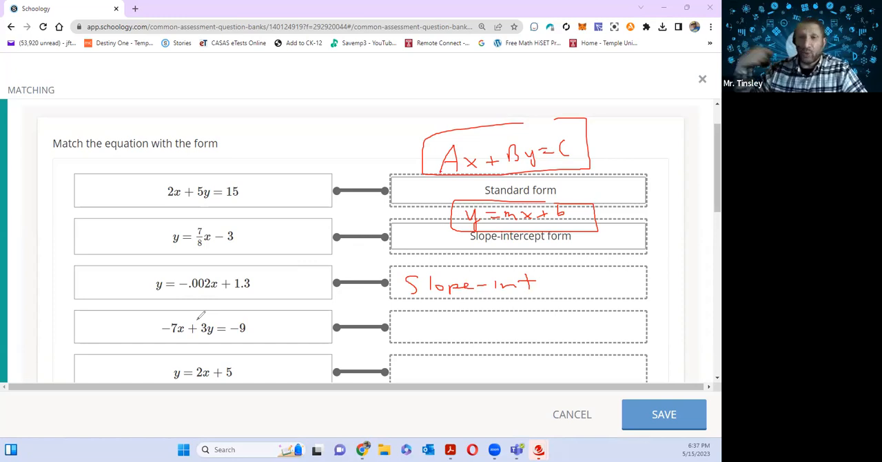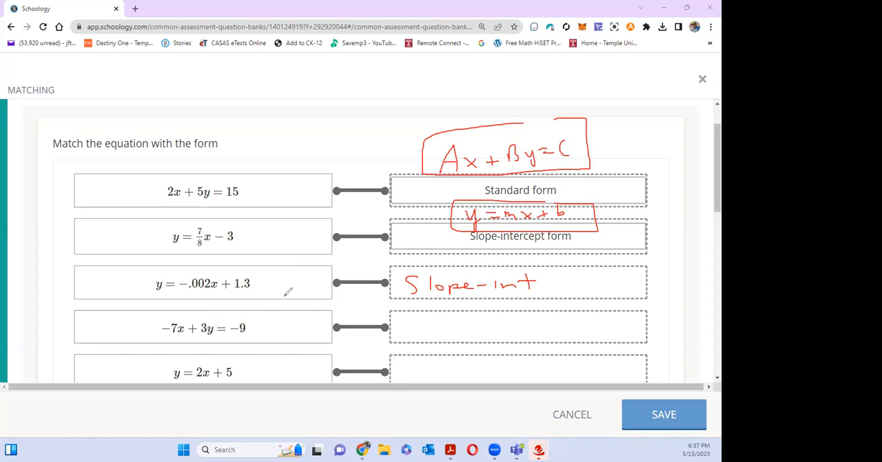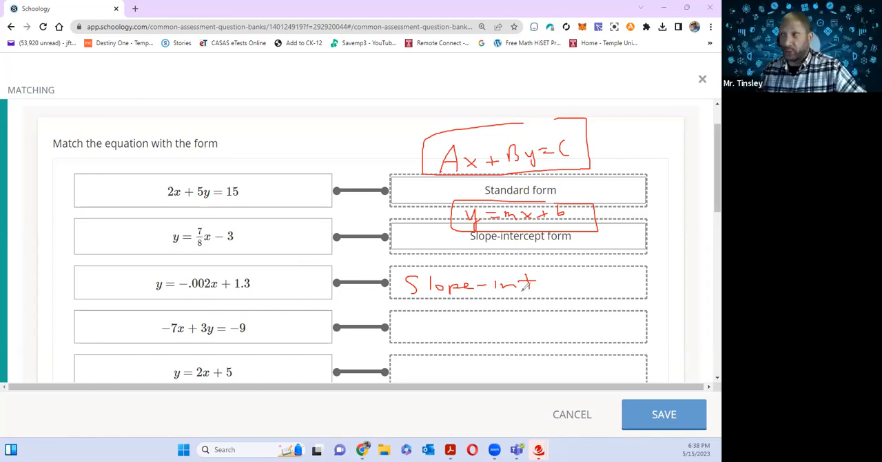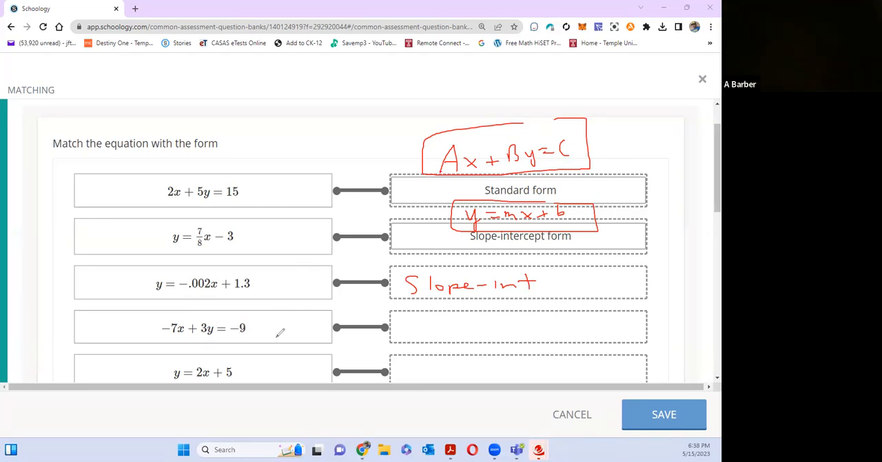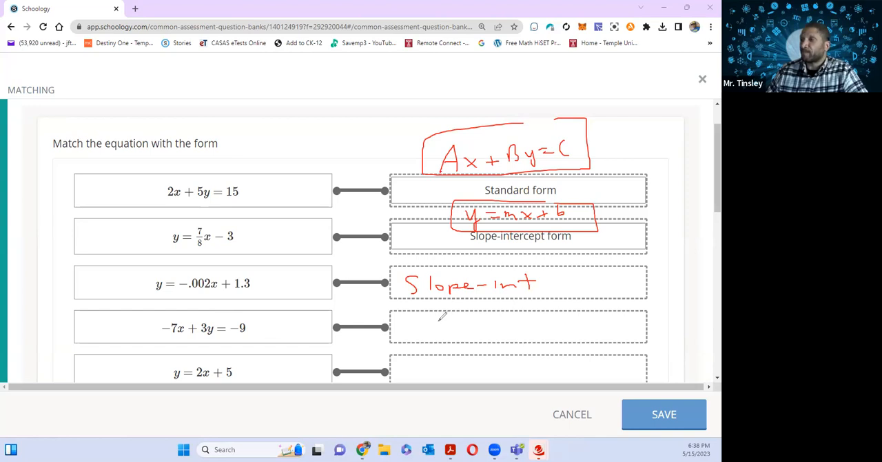It's y equals mx plus b. It's plus b, not c. It's slope-intercept form. Let's make sure we say the right thing, because we don't want to get confused. It's slope-intercept form. How about minus 7x plus 3y equals minus 9? That's standard form. Good. Now, so we got that.